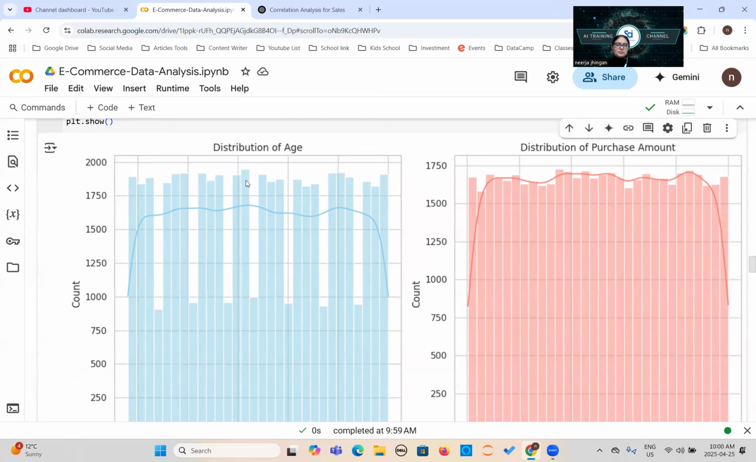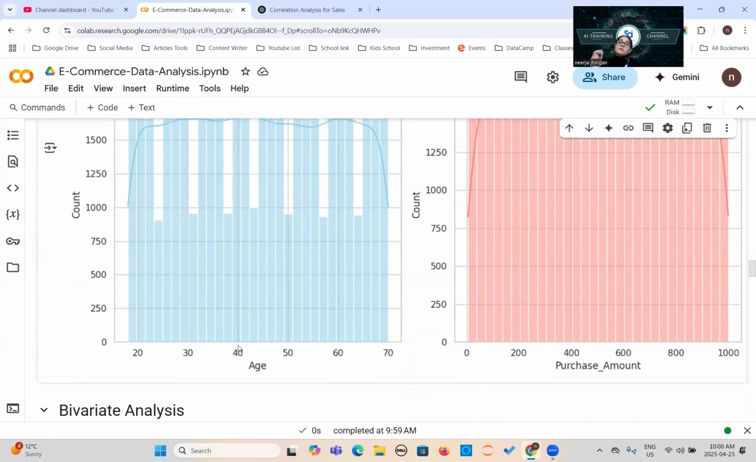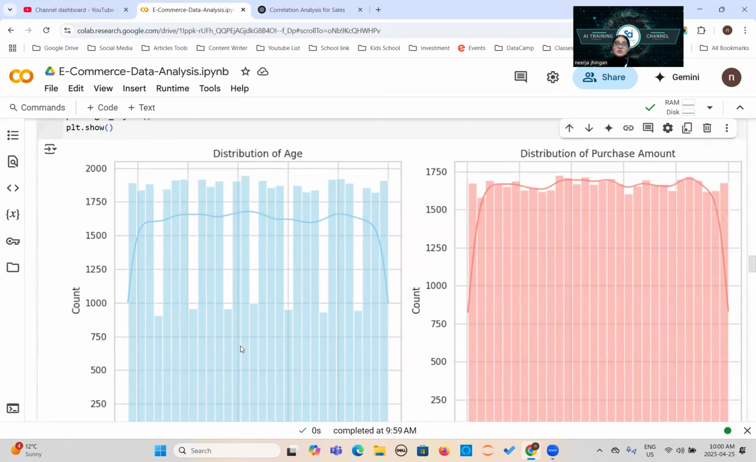So which age group is this one? 40. So the age group 40 is doing more transactions. Okay, so this is another very beautiful insight for your stakeholder. He will get an idea about the age group too.